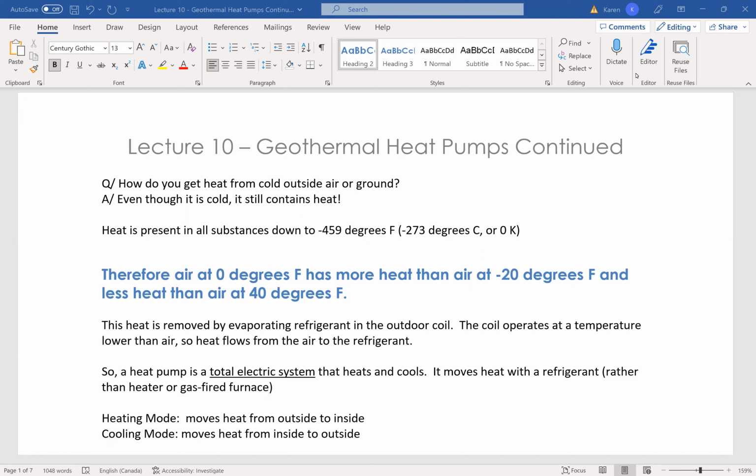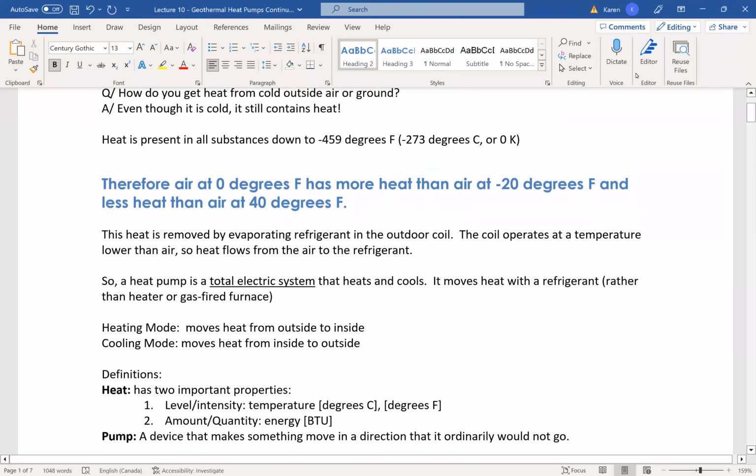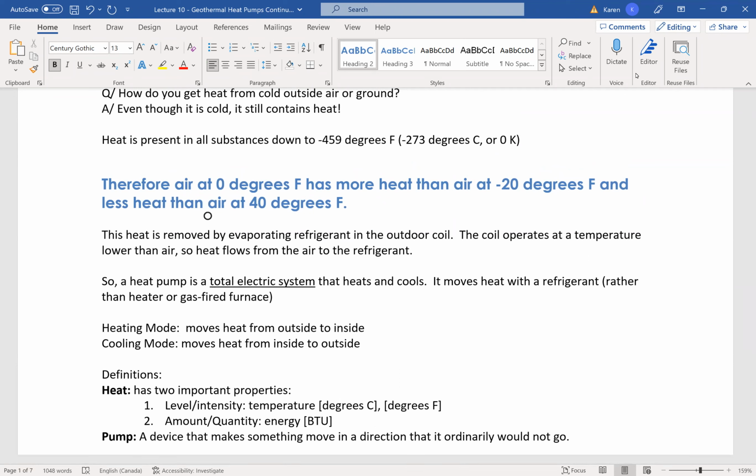Okay, so a heat pump, and I know I say this a lot, a heat pump basically moves heat in the opposite direction, right? So it's going into a cold environment to get heat, to deliver that heat to a warmer environment, which is kind of neat.